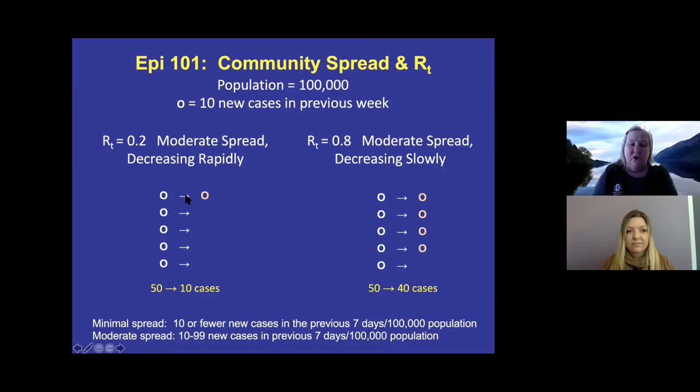Okay? So you'll see this is going to decrease the number of cases quite rapidly, having this really low RT close to 0. Whereas here we have an RT that's less than 1, but close to 1, and it's going to decrease the number of cases slowly. So in this case, these 50 cases have now become 40 cases. So the decrease in cases is going to be much slower than over here.